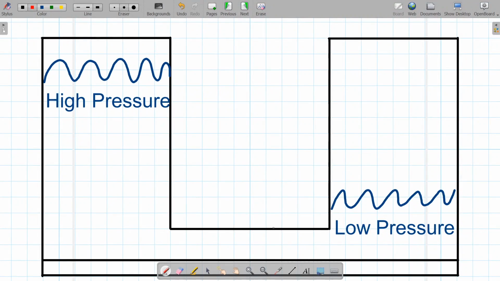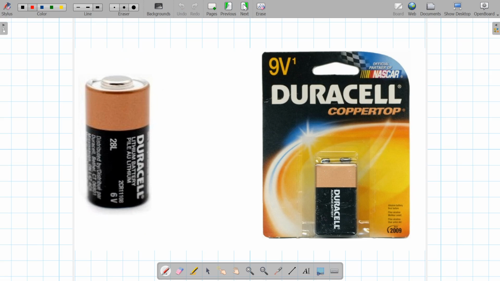And hopefully it should be obvious in this analogy here that the greater the difference in pressure between the left tank and the right tank, the faster the water will flow between the two tanks. And that is the same thing in an electrical circuit.